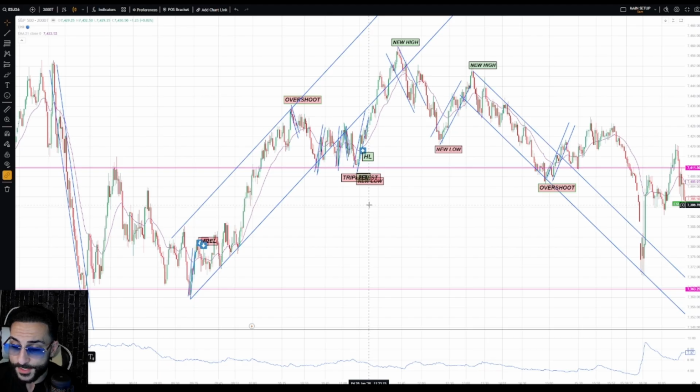Usually we have a little bit more price action on Fridays, but you know, one or two trades is more than enough, as I always say.